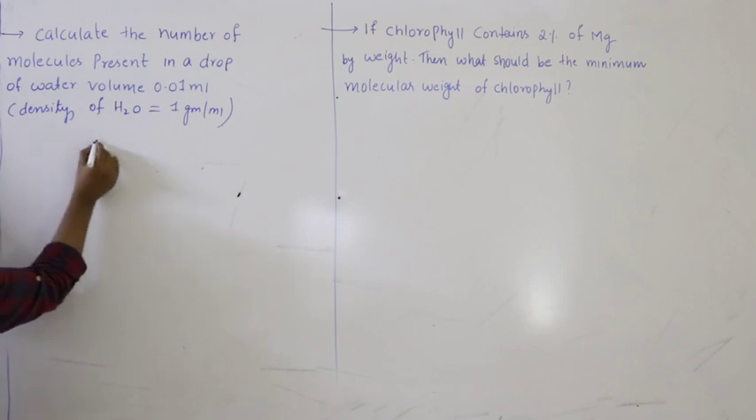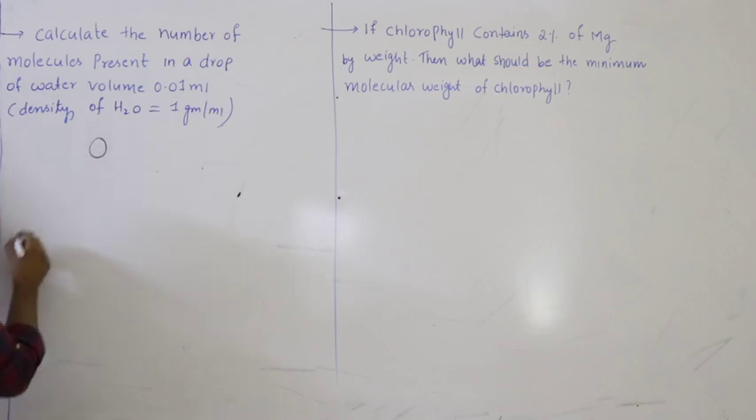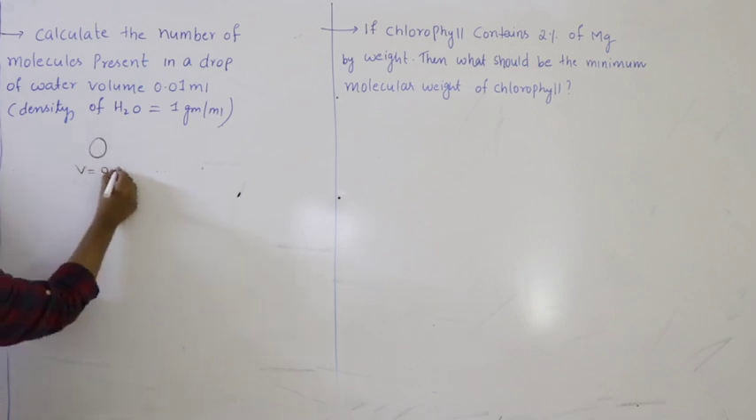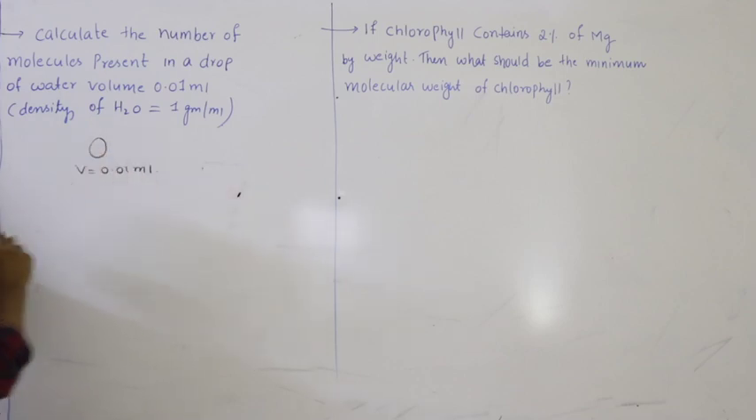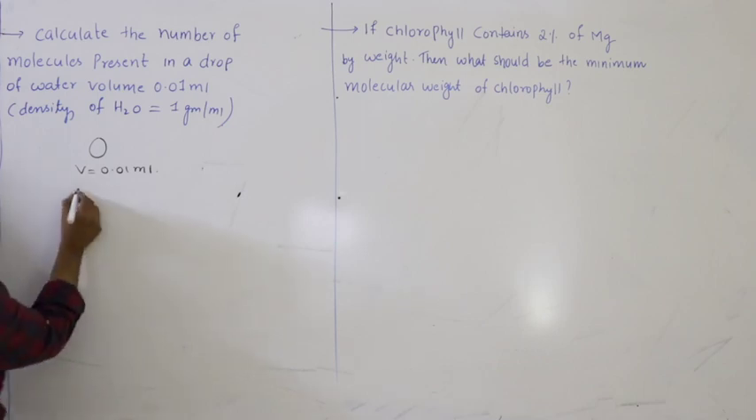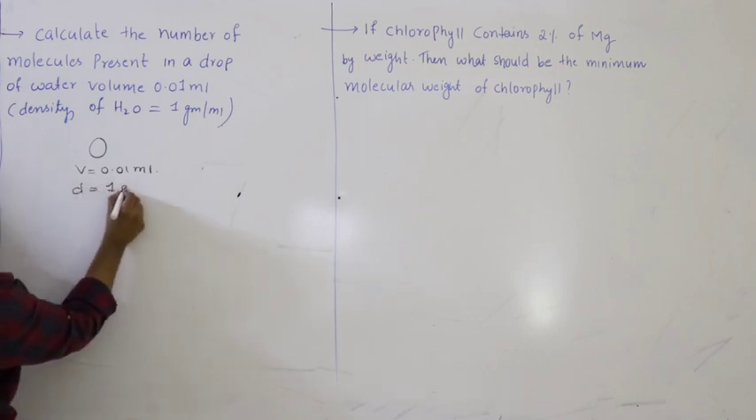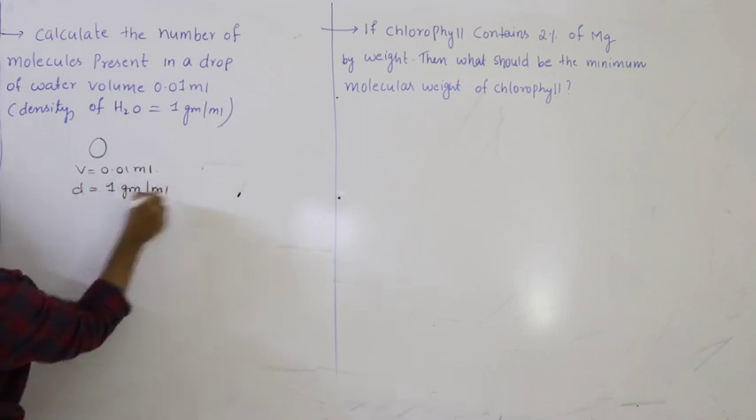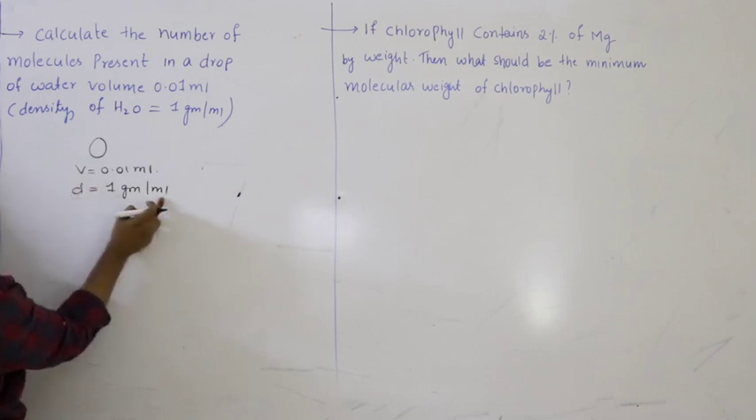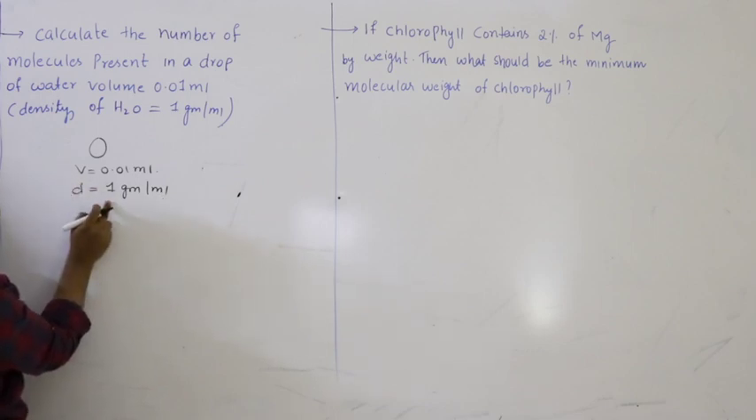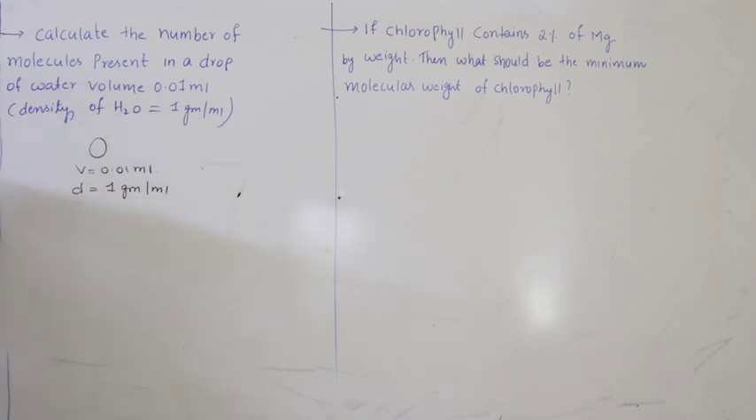So imagine this is the drop of water whose volume is 0.01 ml. And the density of water, anyway it is constant, is given as 1 gram per ml. So since I know both, 1 ml mass is 1 gram, but we have 0.01 ml.